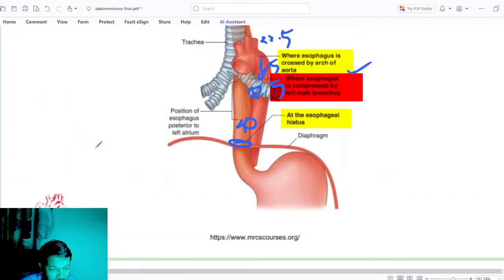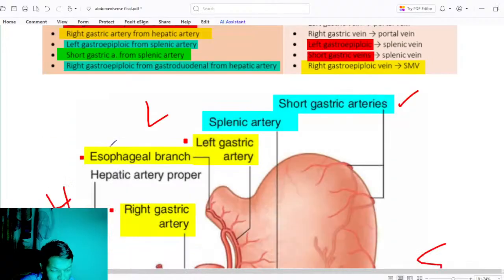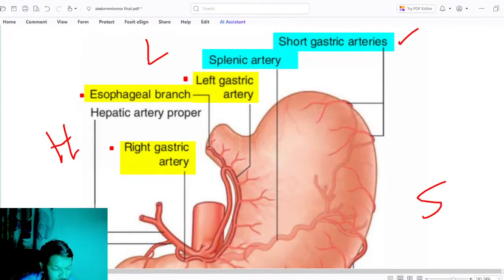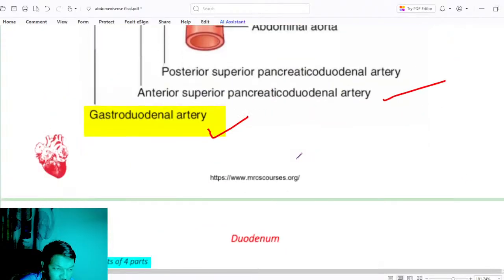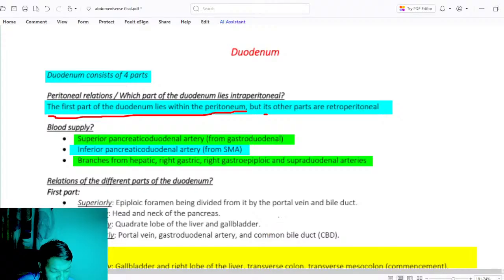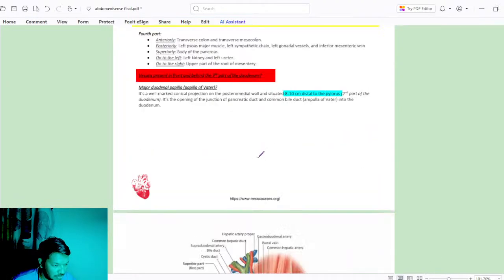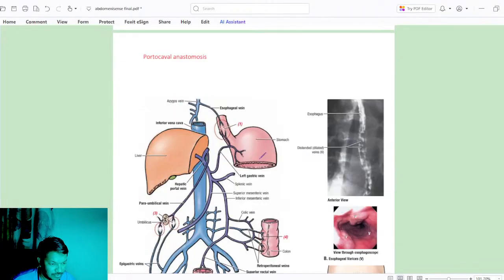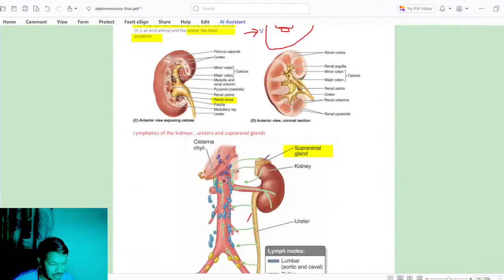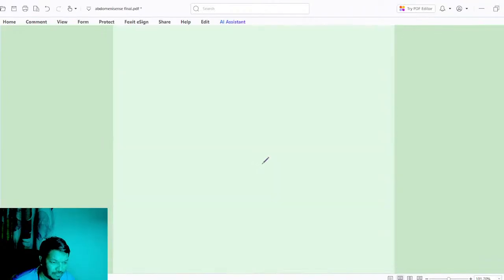And now the parts of the stomach, fundus, body and pylorus. Blood supply already we have seen in details, right? Blood supply of the stomach. No need to repeat again. So we finished up to page number 61. Only 10 pages remaining. We will finish it tomorrow. So we'll start from the duodenum. We almost covered most of the important part. Very few things are remaining. Okay, almost done.